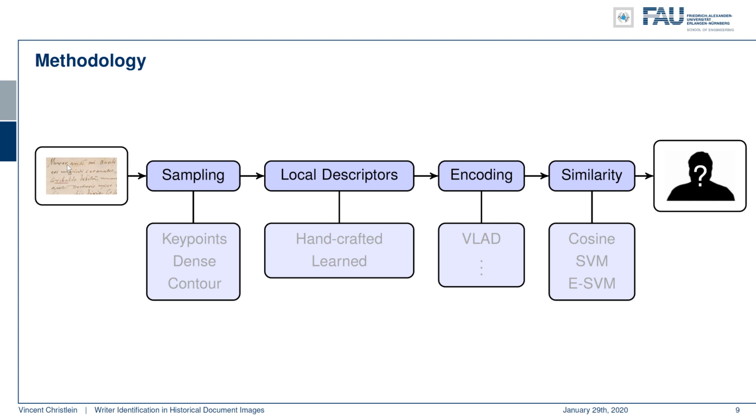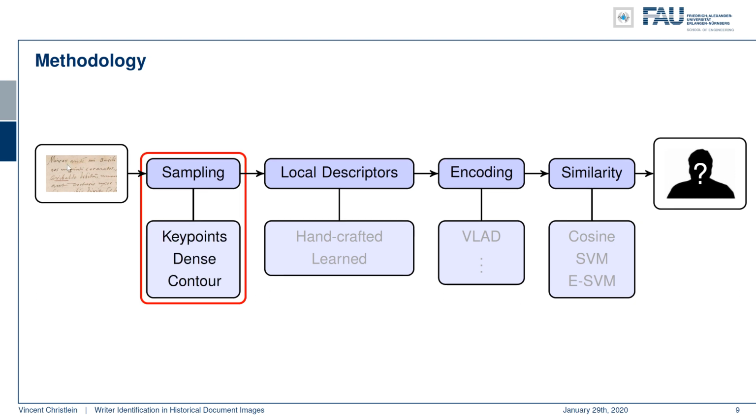So you sample at some specific locations in the image. There you extract features. Nowadays they are typically learned by a neural network, and then they are aggregated, and then you compute some similarity measure. And because there was yesterday also quite a talk about pre-processing and sampling, let's have a look at that.